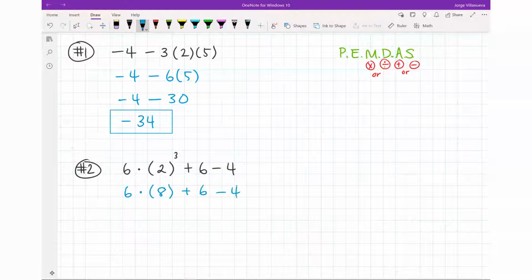Plus 6 minus 4. Now, notice I have multiplication, addition, and subtraction. So I've got to do multiplication first. 6 times 8, that's 48. Plus 6 minus 4. Now there is addition or subtraction. So when you're doing this, you have to make sure you do them in order from left to right. Addition shows up first. So 48 plus 6, that's 54. And then 54 minus 4, that's 50.